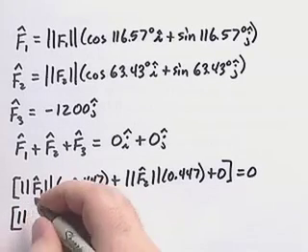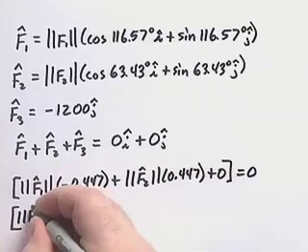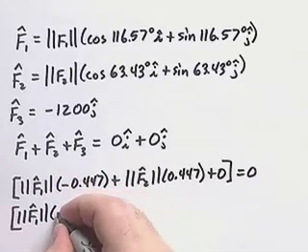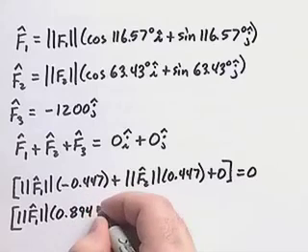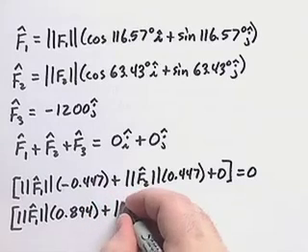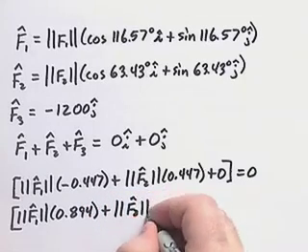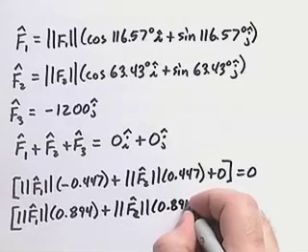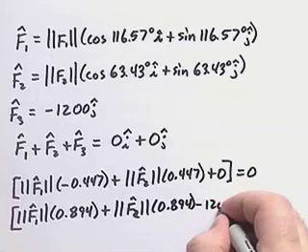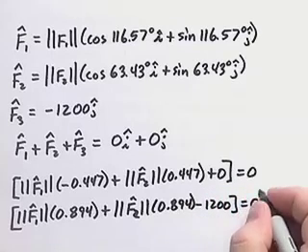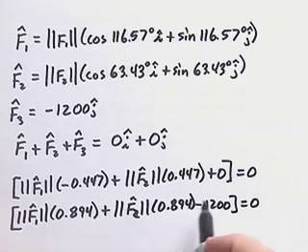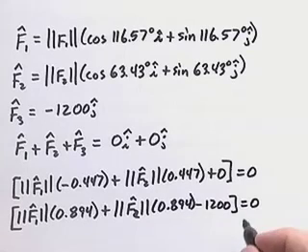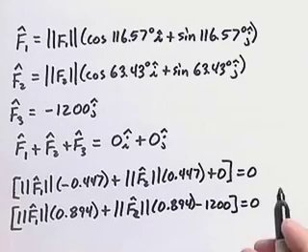We'll have the magnitude of force 1 times 0.894 plus the magnitude of force 2 times 0.894 minus 1,200 must equal 0. So here we have the vertical components of each of our forces. When we add those up, that needs to equal 0. We can now use these two equations to determine the magnitude of force 1 and force 2.